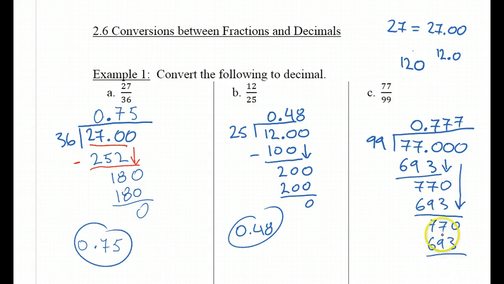Okay, what's going on here? 770 minus 693 gives me, again, 77. Whoa, we really will be here all day. Okay, well, I think most of you see the pattern here. I'm going to keep going on forever this way.